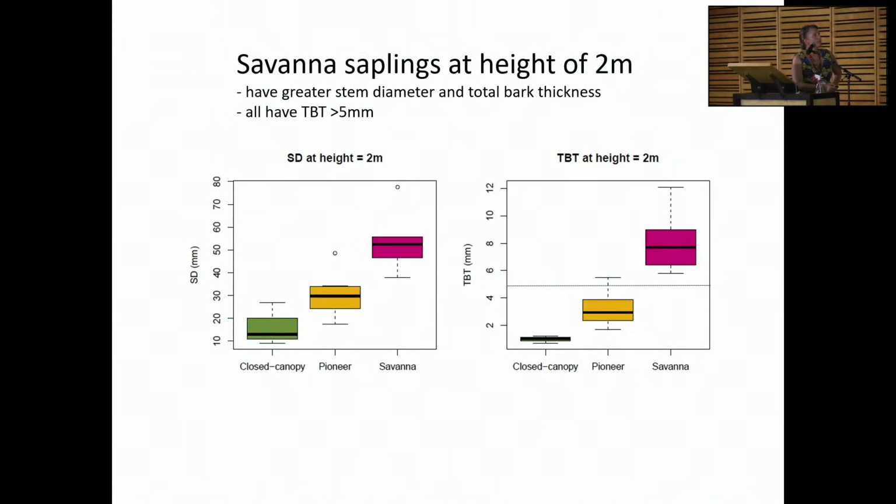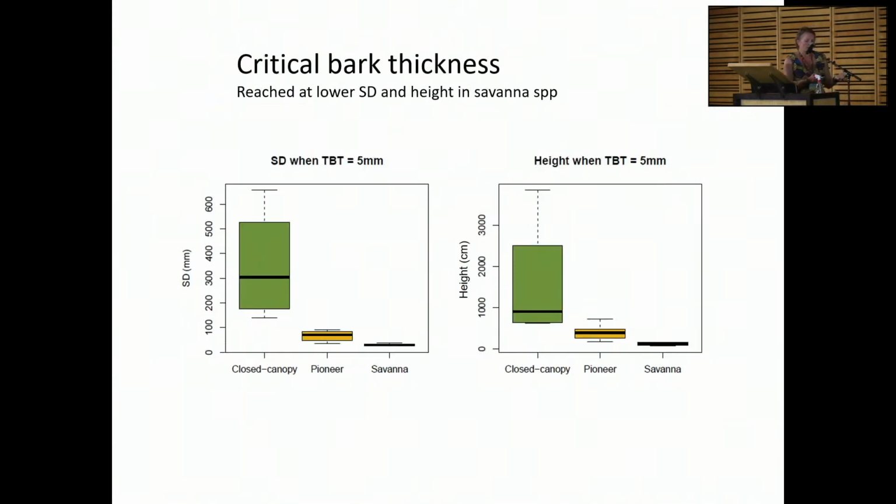So here is stem diameter and here total bark thickness estimated for a 2 meter high individual. And savanna trees had much thicker stems, with the pioneers being intermediate, but especially nicely, I thought, they all had at least 5 millimeters of bark by the time they reached a height of 2 meters, with the pioneers not quite being there, and the forest species, very little bark. And then we sort of turn this around to see what is the stem diameter or the height of the individual that it needs to reach by the time it reaches this critical bark thickness of 5 millimeters.